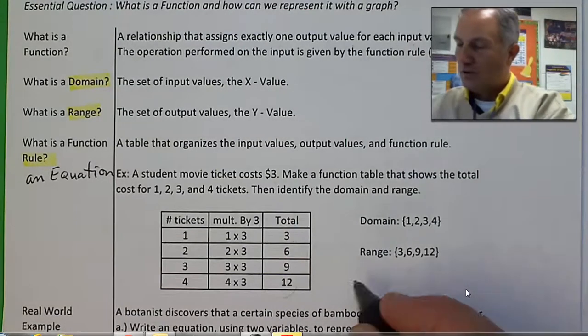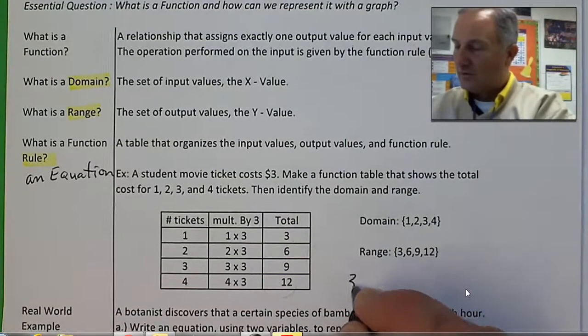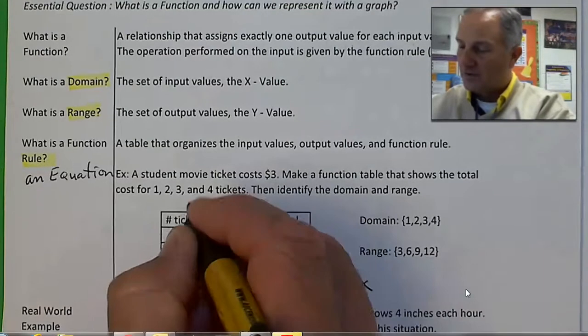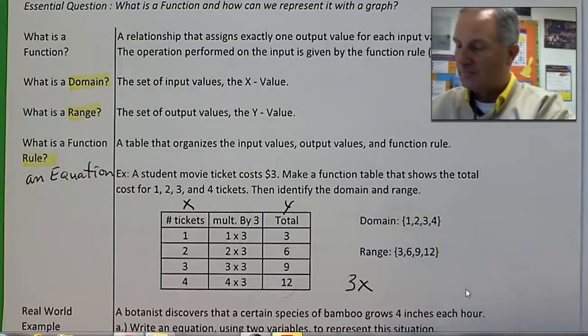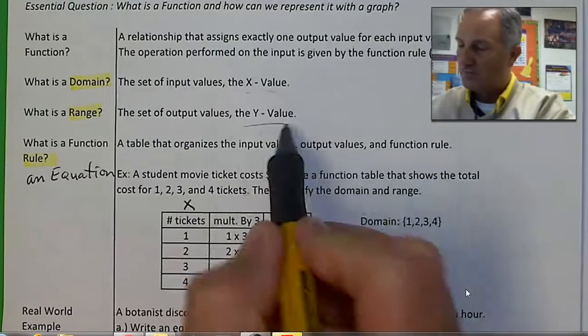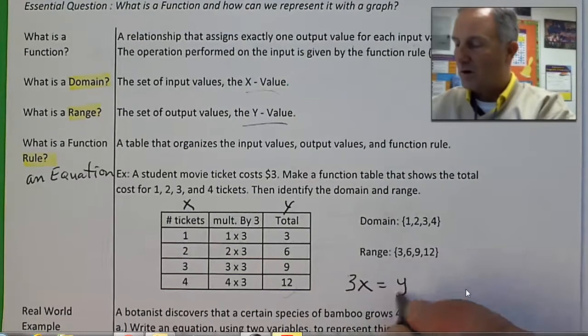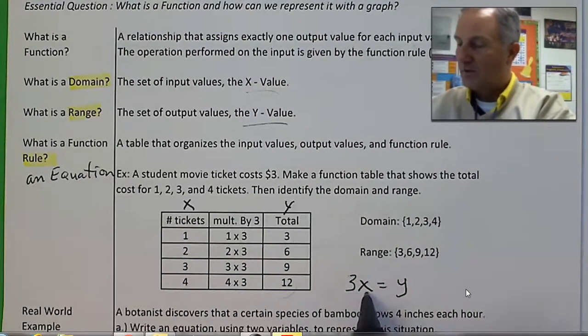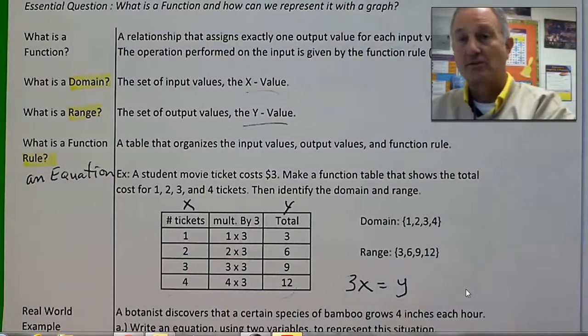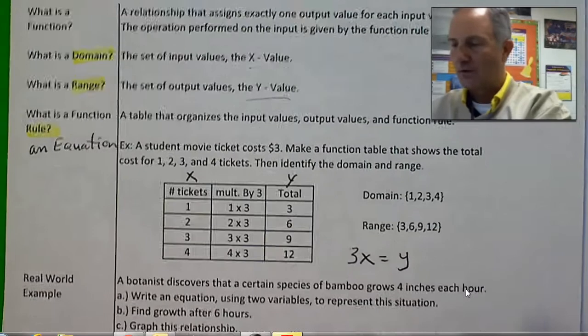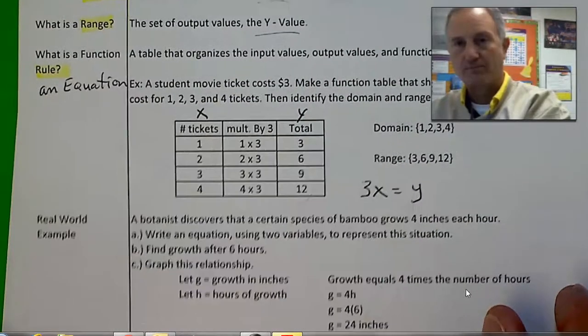So we were taking 3 times x. You could think of the number of tickets as x. And y would be your range. So 3x would equal y. 3 times the number of tickets gives you the total cost. That's what it looks like algebraically, or one way it could look. And again, we're going to keep getting into this as we go.